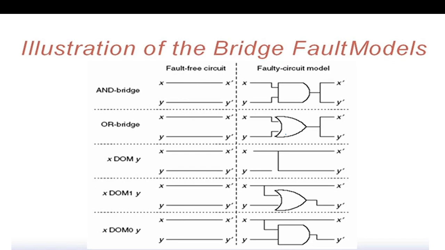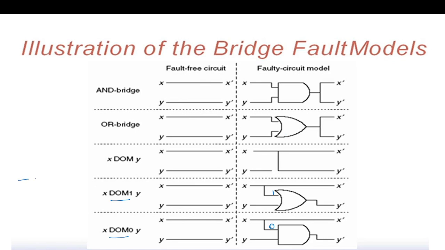X dominates over Y means whatever the value of Y, the output is X. Whenever this is 1, the X will dominate the Y, and whenever this is 0, the X is dominating over the Y. That is why dominate 0, dominate 1. So this is how these bridging faults are modeled.